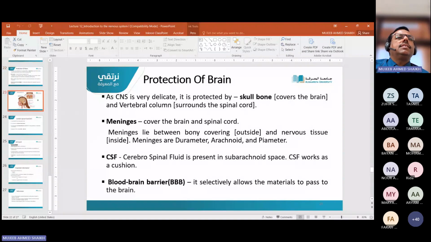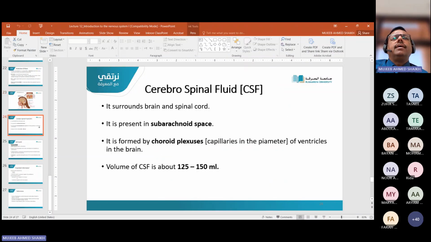The literal meaning of plexus is crisscrossing or intermingling. Choroid plexus is formed by capillaries in the pia mater of the ventricles in the brain. These capillaries, along with the ependymal cells lining the cavities, help to convert the plasma into CSF. So if you take CSF and do the analysis, it has similar content to the plasma.